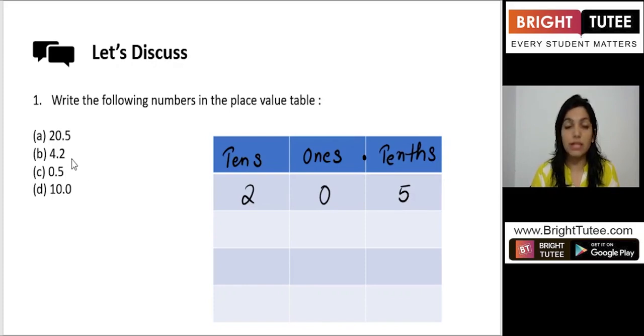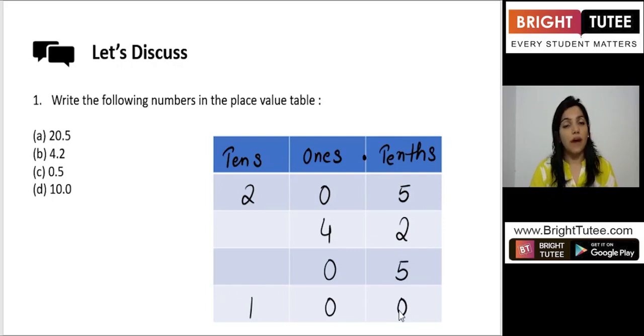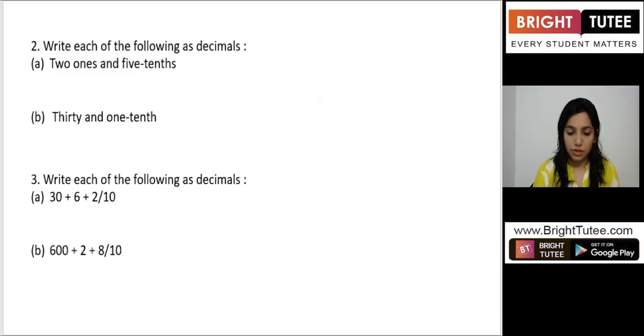Coming to the next one, it is 4.2. Is that right? Now we have got a 0.5. So here we'll have a 0, here we'll have a 5. Now the last one is 10.0. Are we clear how to represent the numbers on the place value chart? Moving ahead, question number 2.